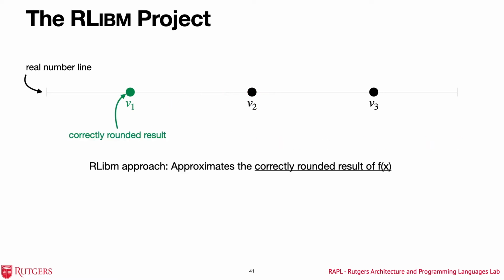So instead of trying to approximate the real value of f of x, our prior work, the RLibM project, has been making a case for approximating the correctly rounded results of the elementary functions.